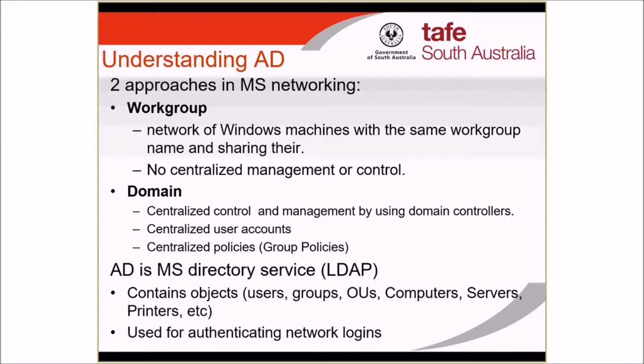But the good thing about a domain is that it's very scalable, meaning your network can grow from 10 computers to 100 computers to 1,000 computers. Some of the very largest networks in the world have Active Directory running on them. You can have multiple sites. Rather than just having one network, you can have multiple networks interconnected with each other, and still controlled and managed centrally. So with a domain, you have centralized control and management by using domain controllers. There are centralized user accounts. There are centralized policies, which is group policy, and we'll learn that in the full AWS subject, which is the next level of Server 2016.